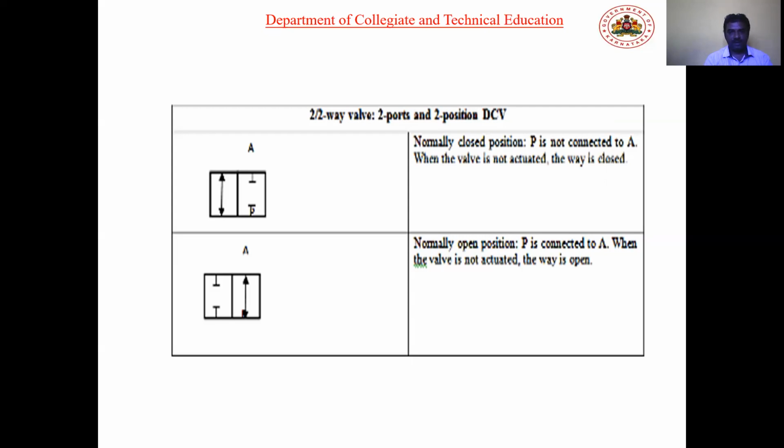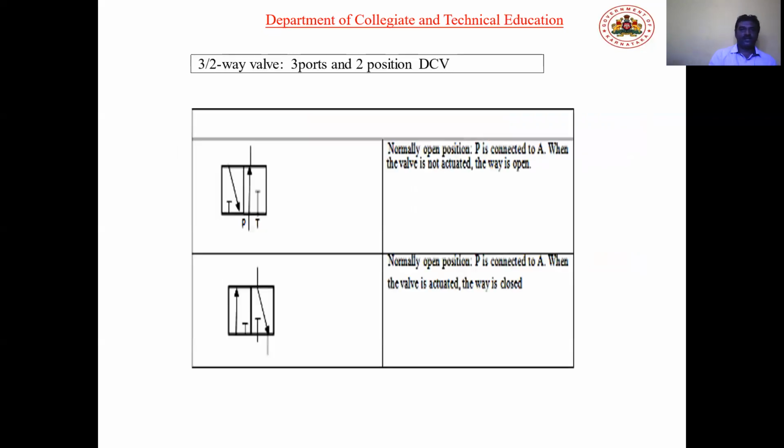Then the second figure shows the open position. We can see the difference between the first and the second figure. In the normally open position, P is connected to A. When the valve is not actuated, the way is open, opposite to the first figure. So here we have two graphic representations of the 2 by 2 way valve, a 2 port and 2 position directional control valve.